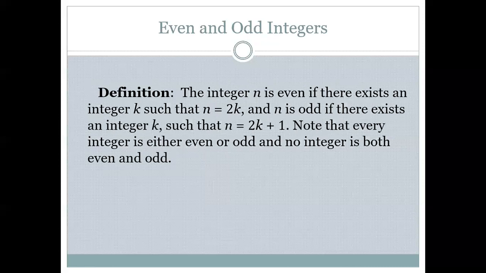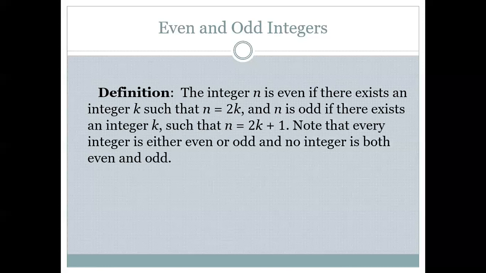The integer n is even if there exists, okay, there's sort of the existential quantifier. Do you see what I'm saying? If there exists an integer k such that n is equal to 2k. That make sense? The integer n is even if there exists another integer k such that n is equal to 2k. That's what we were just doing, right?